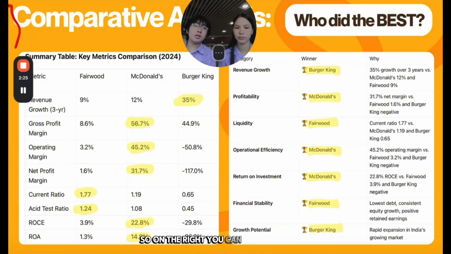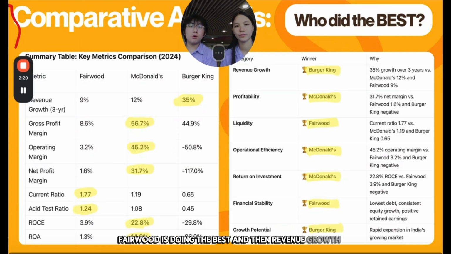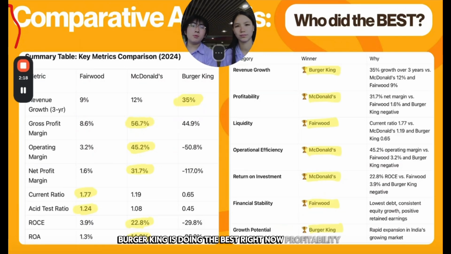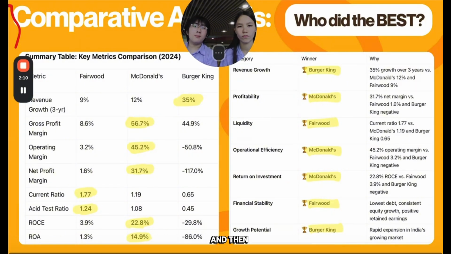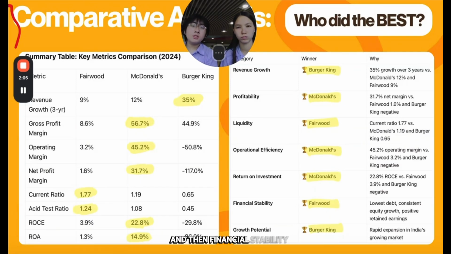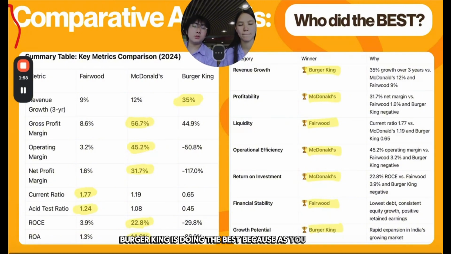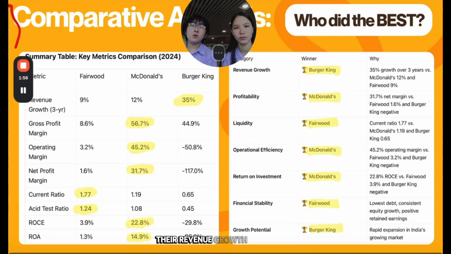So on the right, you can see liquidity, Fairwood is doing the best, and then revenue growth, Burger King is doing the best right now. Profitability is also McDonald's, and then operational efficiency is by McDonald's, and then return on investment is McDonald's doing the best, and then financial stability, Fairwood is doing the best, and then lastly, growth potential, Burger King is doing the best because as you can see, their revenue growth grew by 35%, and they do have a lot of potential.